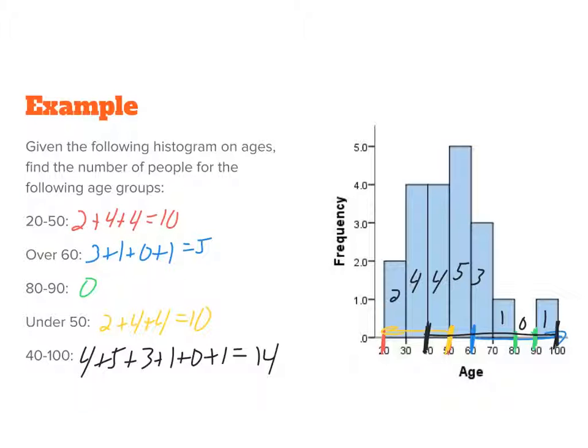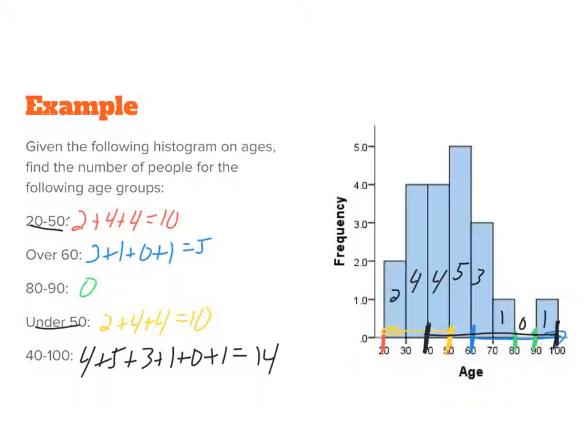So the first thing you should have done is labeled the bars. So you should have gotten 2, 4, 4, 5, 3, 1, 0, and 1 for each bar. For 20 to 50, you should have gotten a total of 10. Over 60, you should have gotten a total of 5. 80 to 90, there are 0. Under 50, you get 10. Notice how under 50 and between 20 and 50 were the same because they covered the same range. 40 to 100, we should have gotten 14.